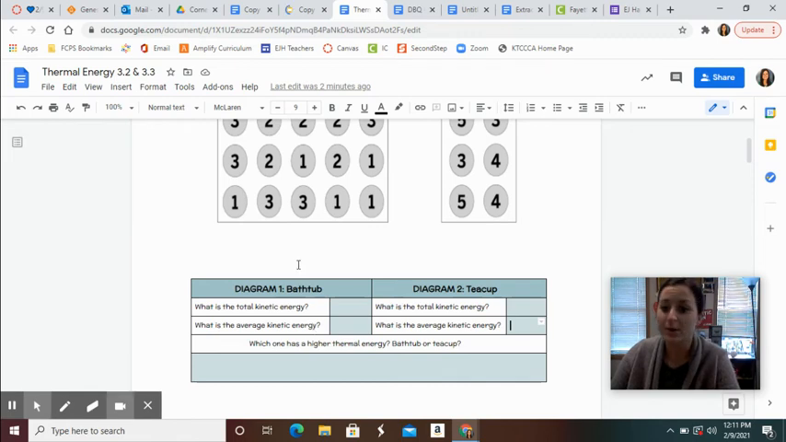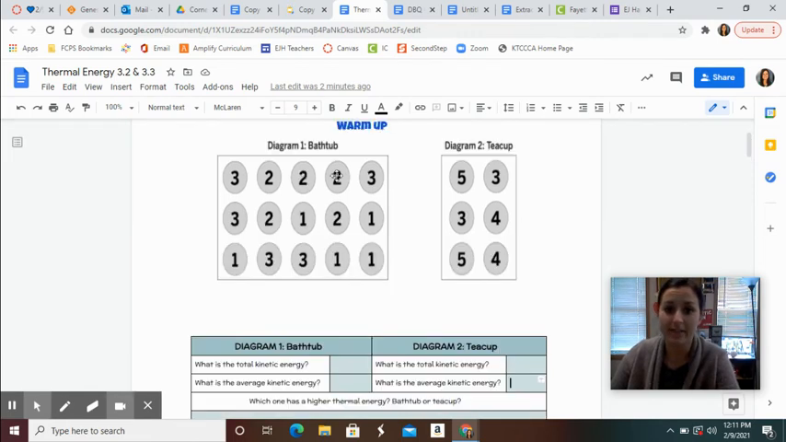So for the total kinetic energy, what you're going to do is you'll add them all together. So you go 3 plus 2 plus 2 and so on. So add all the numbers together for the total for each. Your average kinetic energy is going to be adding them all up and then dividing them by how many there are. So for the bathtub, that's 15. So you'll add them all up and divide it by 15. And then for the teacup, there is 6. So add them all up, divide by 6.